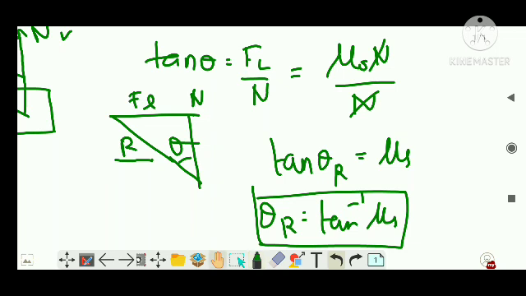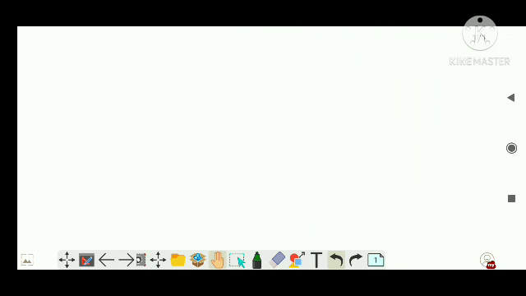Clear? Right? Now the next topic which we have, these all are coming in the same topic as friction.